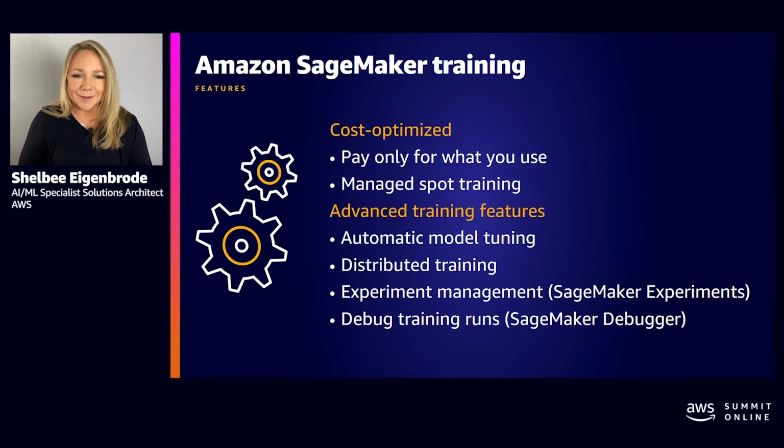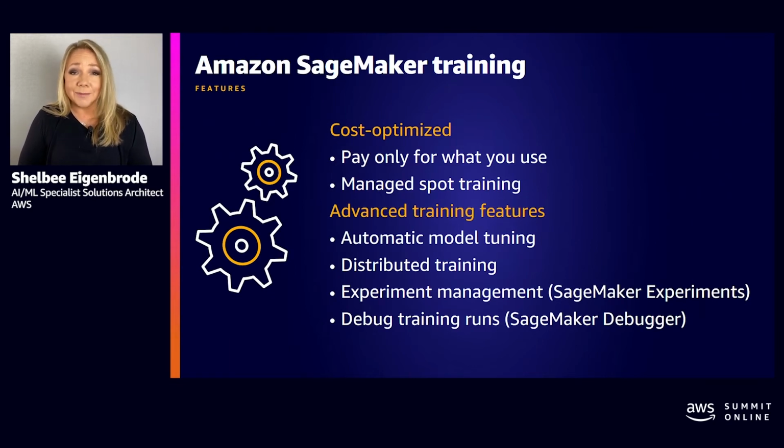Also, to further cost optimize for model training, SageMaker offers managed spot training, which is cool because you can take advantage of AWS excess capacity to save up to 90% off of your model training costs. SageMaker Training also offers several advanced training capabilities, including automatic hyperparameter tuning to find the optimal configuration of hyperparameter values to meet whatever objective metric you're trying to optimize for.